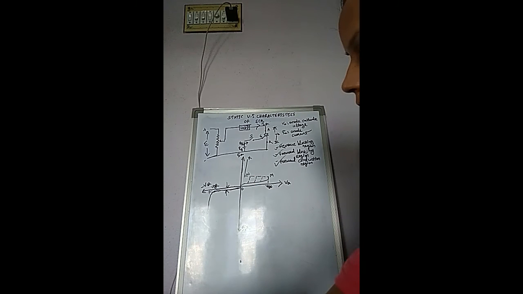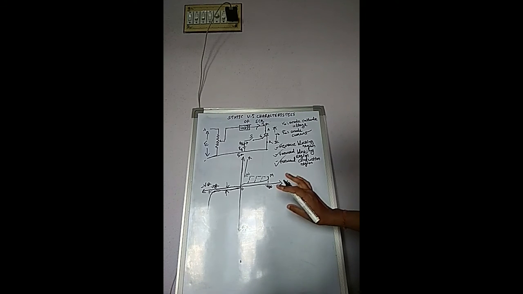I will explain it in detail. Okay. So the VI characteristics of SCR consist of three regions. First we discuss the reverse blocking region. So which part is the reverse blocking region?